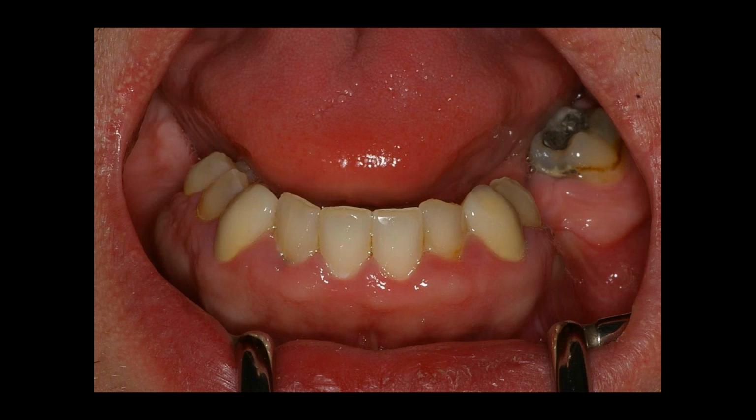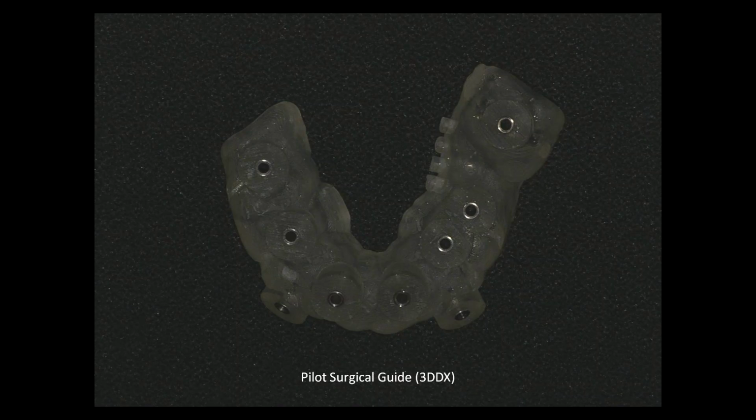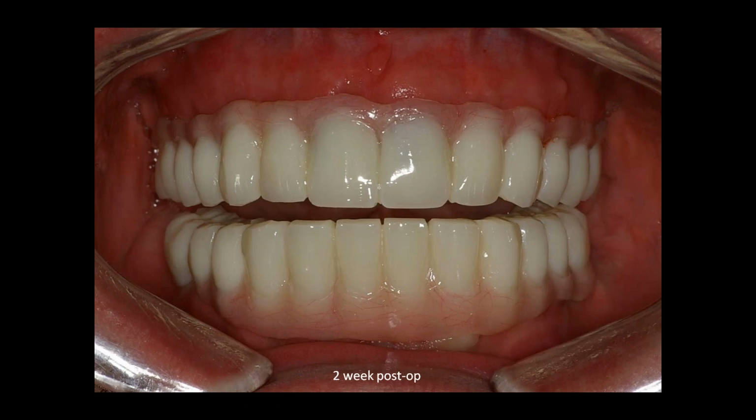In the lower arch, we followed the same routine where we utilize the physics forceps to atraumatically extract the teeth, place our pilot surgical guide onto the bone once the tissue has been reflected, and in fact, we checked the lower implants and found that there was in fact a high ISQ as well. So the patient was actually able to walk out with fixed provisional restorations.